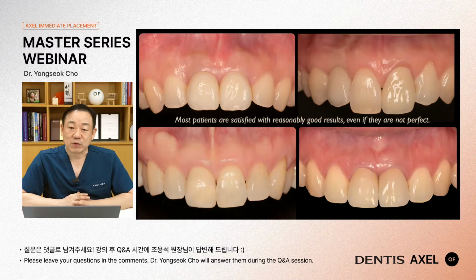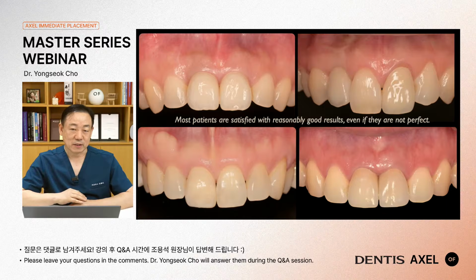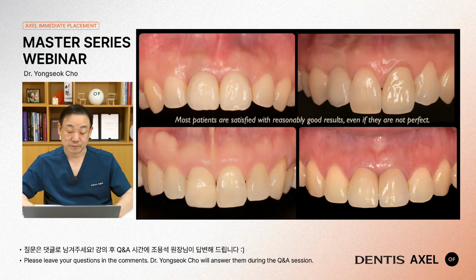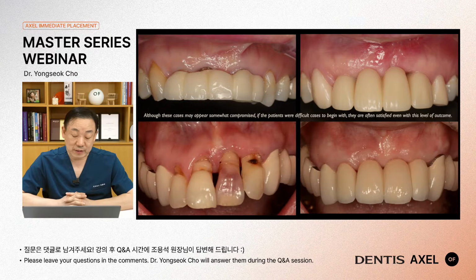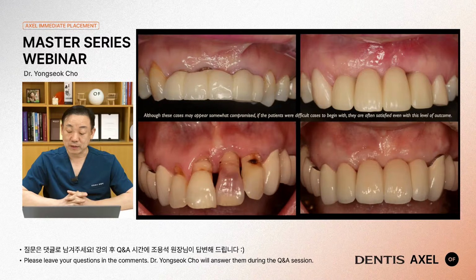Most patients are satisfied with a reasonably good result, even if it is not perfect. Okay, from the point of view of the dentist, you can see some problem in outcome, but patients generally are satisfied with such an outcome. Although the outcome in these cases may seem somewhat compromised, patients can still be satisfied when they understand that their initial conditions were particularly challenging. Okay.